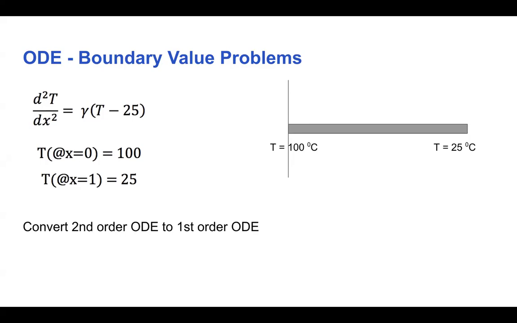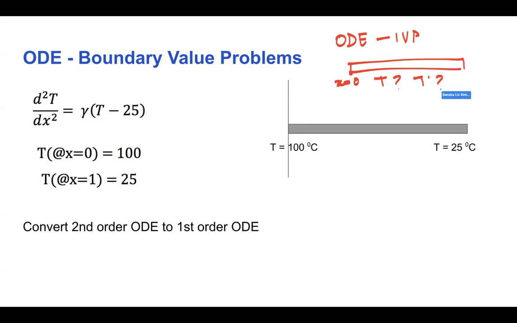So earlier we had the ODE IVP problem in which we had conditions at the starting point. Considering a rod here, we knew the value here. That is, at x equal to 0, we knew what the temperature was, and if it is a second order ODE, we were also given the T dash value. But both pieces of information were at x equal to 0, that is, at the starting of the rod.